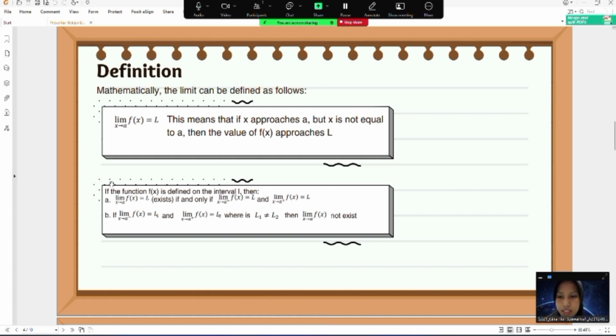So for this section, what I want to explain to you is if we already do approaches from the right hand and the left hand, and we got L1 is not equal L2, then the limit does not exist.